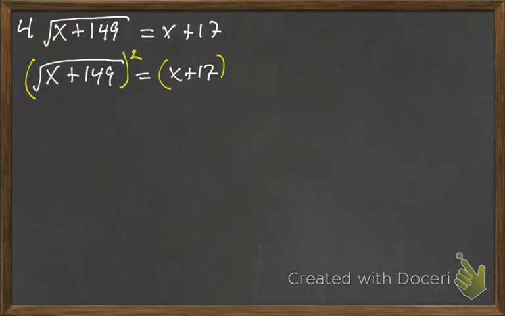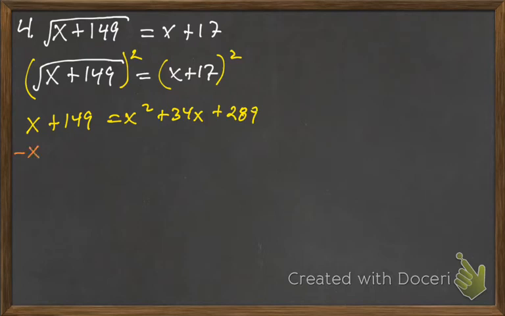And the right-hand side, we're going to have to FOIL that out. Okay, left-hand side is x plus 49. X times x is x squared. Then you'll have an x times 17, and then a 17 times x, so those will be two 17x's, add together will be 34x. 17 times 17 is 289.